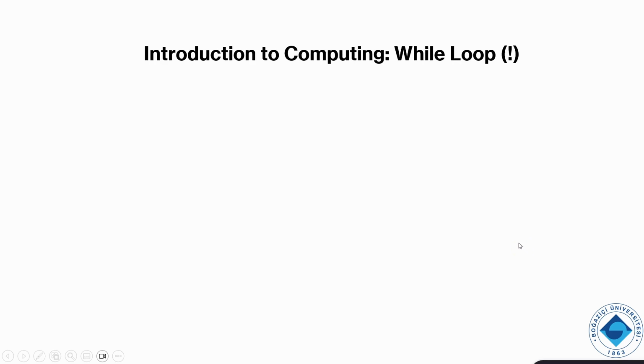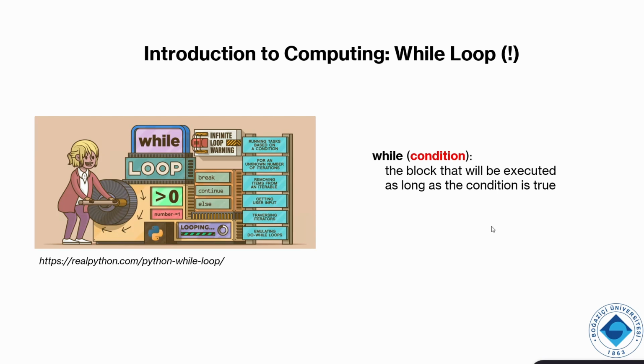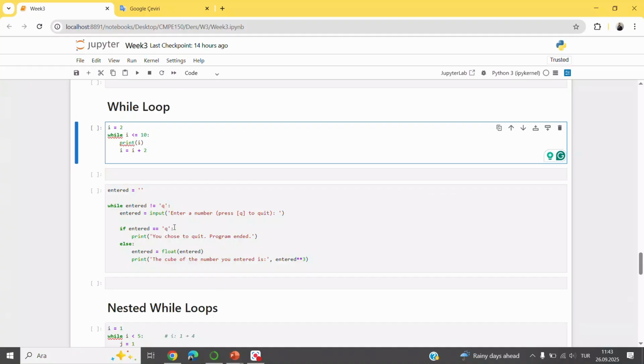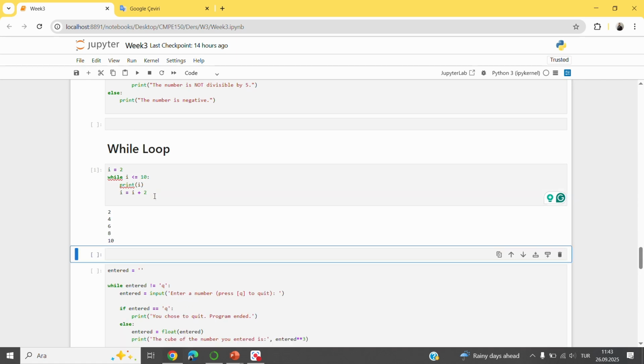Okay, we can continue with the while loop. While loops also have conditions, and until the condition turns to false, it will keep working. Let's go to Anaconda and check it together. Let's say i equals 2, and while i is less than or equal to 10, keep it working: print the i value and increase the i value by 2, right?